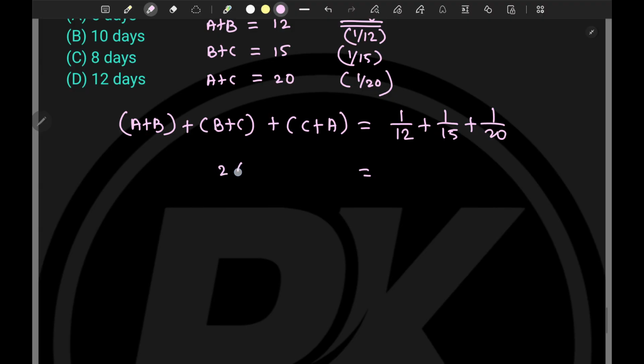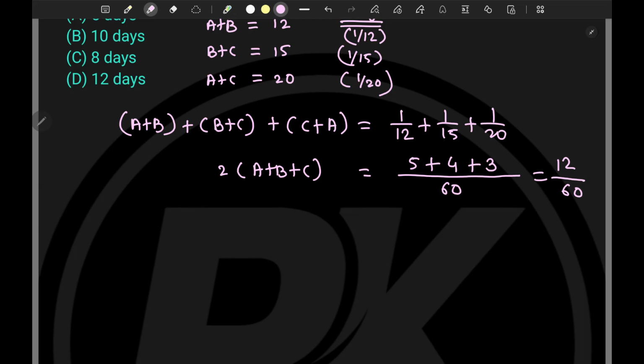So it will be again 2 in bracket A plus B plus C, that will be equal to, so let's take the LCM of 12, 15 and 20. So it is 60. 12 5s are 60, 15 4s are 60, and 20 3s are 60, and hence this will be 12 divided by 60, right? And hence it will be 1 by 5, like 12 5s are 60. And hence A plus B plus C is equal to 1 by, again this 2 will go in the denominator, so 2 into 5, so that will be equal to 1 by 10.